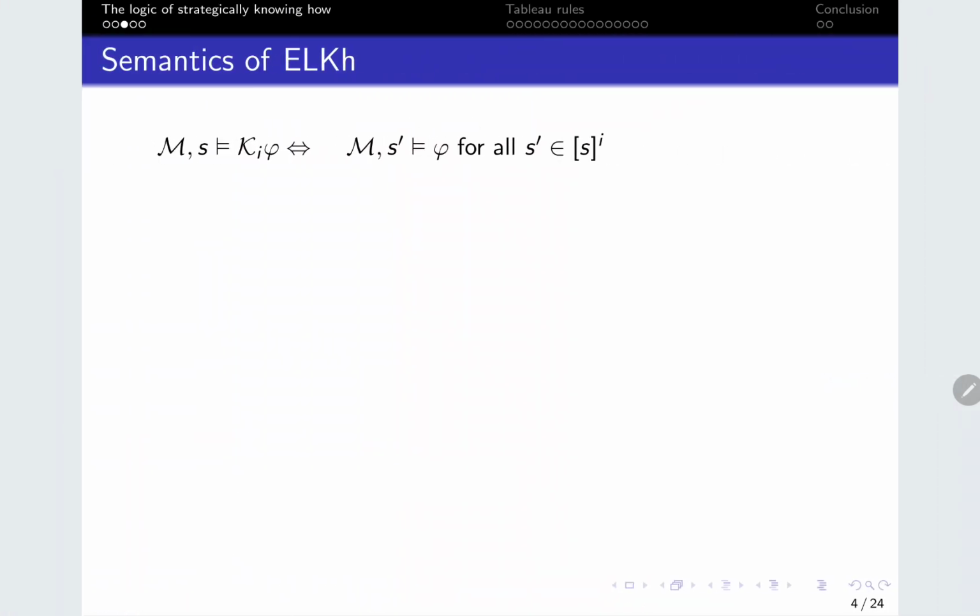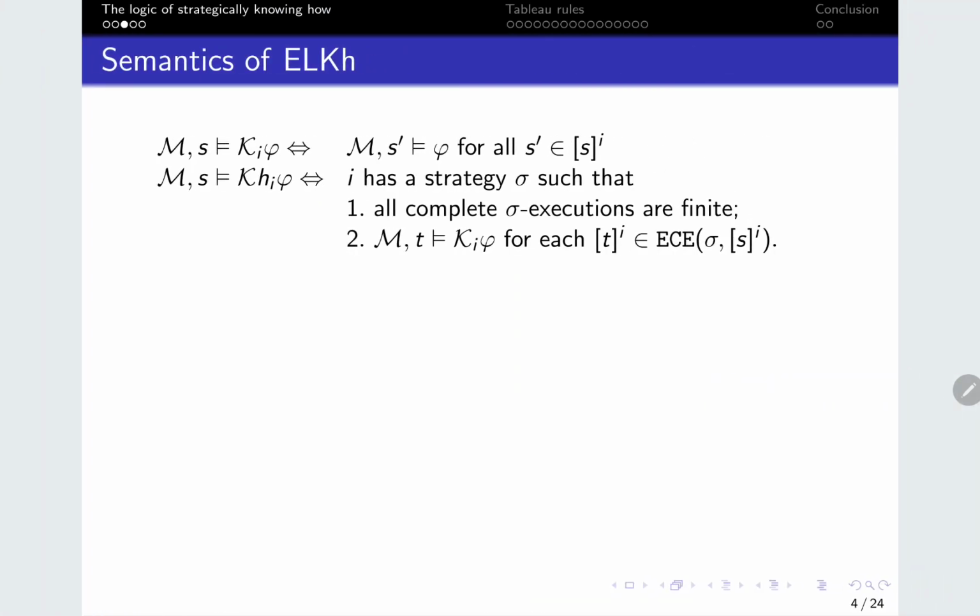For the semantics, the know-that semantics is the same as in epistemic logic. That means know-that phi is true in s if and only if for each state in the belief state of s, phi is true on the state. Know-how phi is true on the state s if and only if the agent i has a strategy sigma such that all complete sigma executions are finite, and for each termination belief state t, know-that phi is true on the state t.